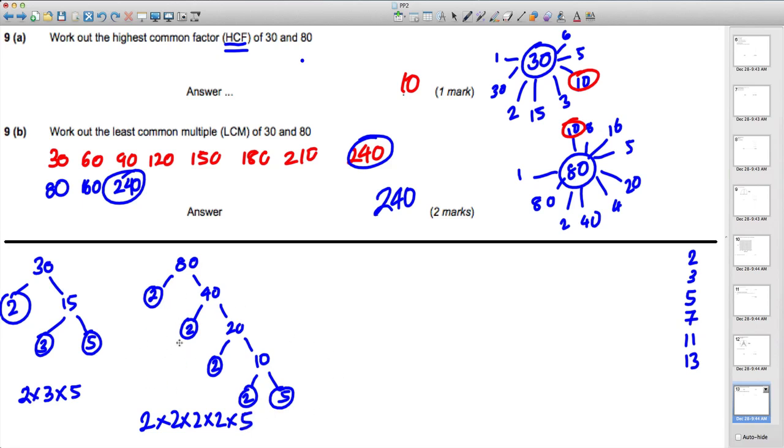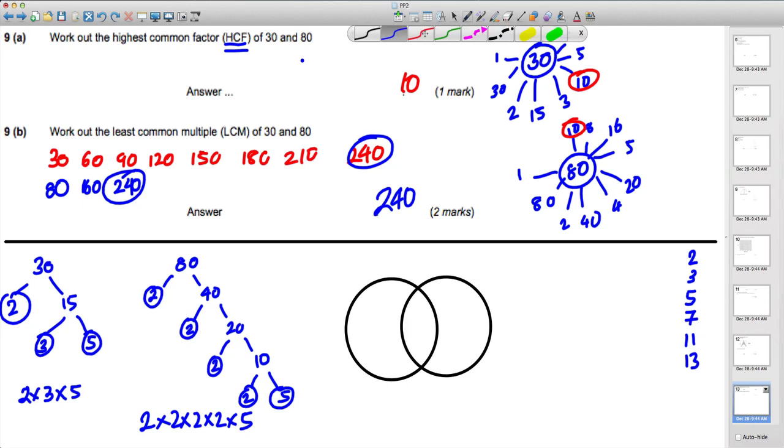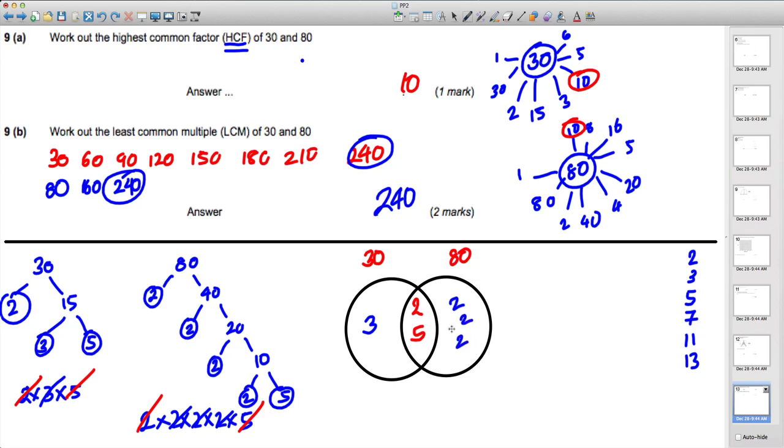Now, I'm just showing you this because they might be different numbers. And then what you do is you draw a Venn diagram for each one. The first circle represents 30, and the next one represents 80. Anything that's in both lists goes in the centre. There's a 2 in both, so 2 goes in the centre, and there's a 5 in both, so 5 goes in the centre. Anything that's left over with the 30 goes in the 30, so that's 3, and anything left over here, 2 times 2 times 2, goes here.